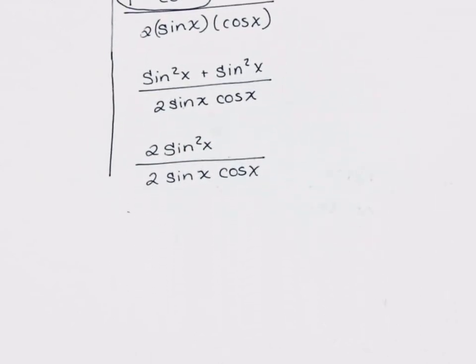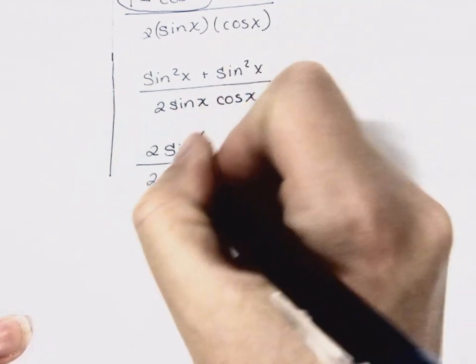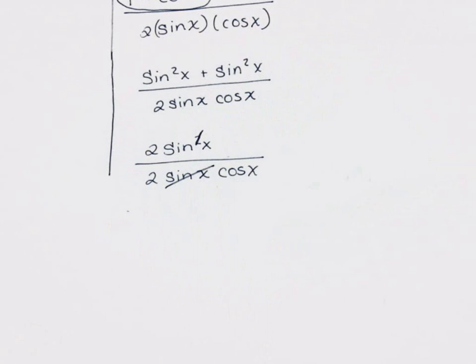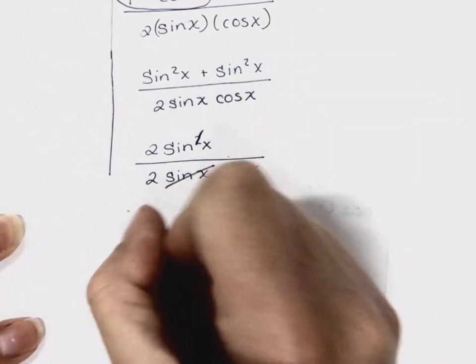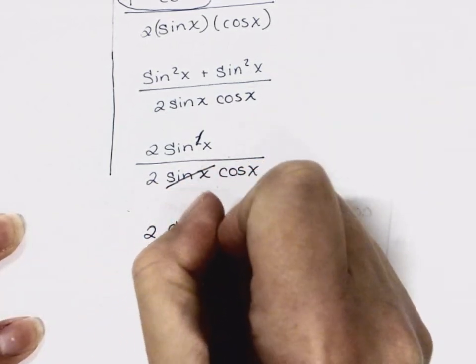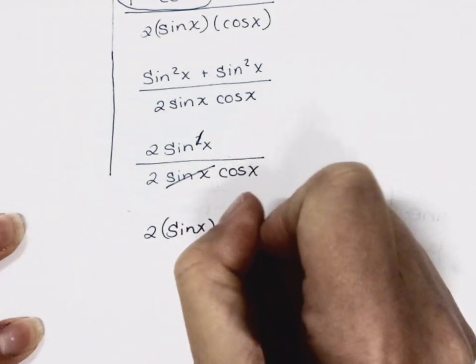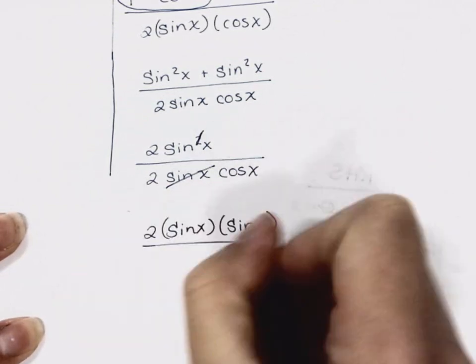Okay, what do you want to cancel out now? Ooh, a sine x. Okay, so I'm just canceling it out like that if everybody's okay with that. Because that'd be sine times sine, right? Like I could write it as 2 sine x times sine x over.